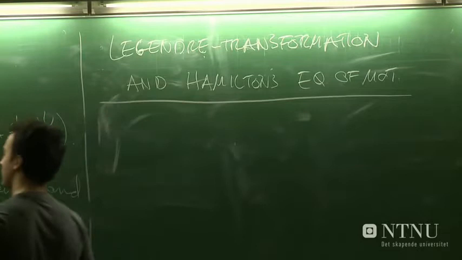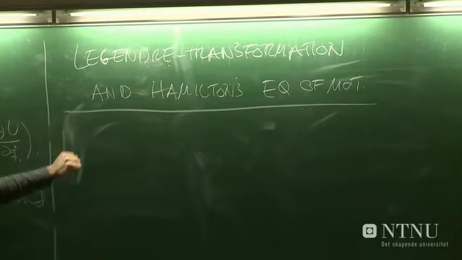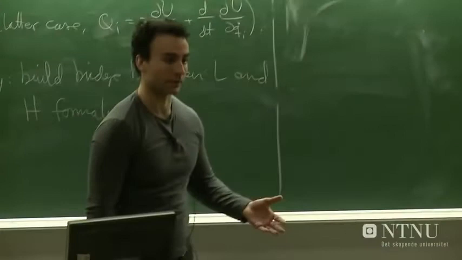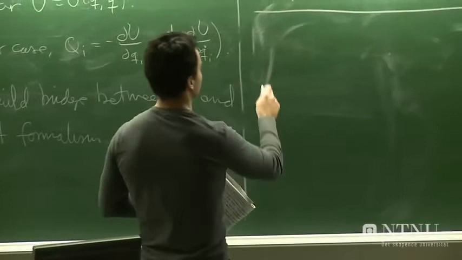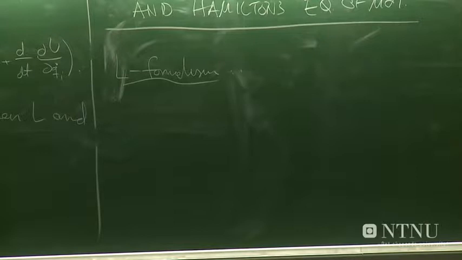The tool we will use in order to establish this bridge between the two formalisms is known as a Legendre transformation. So we'll have a look at this Legendre transformation and the resulting Hamilton's equations of motion. We'll start off just by briefly reminding ourselves of what the Lagrange formalism contains.